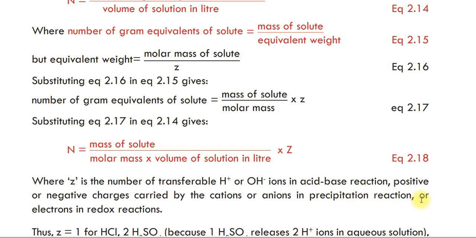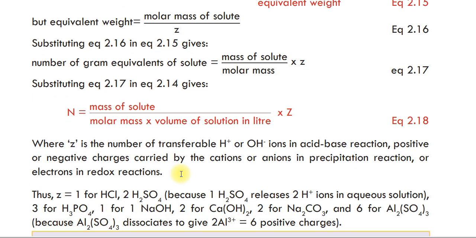In a precipitation reaction, or electron in a redox reaction, z is given. The z is equal to 1 for hydrochloric acid and 2 for sulfuric acid, because one sulfuric acid releases 2 hydrogen ions.